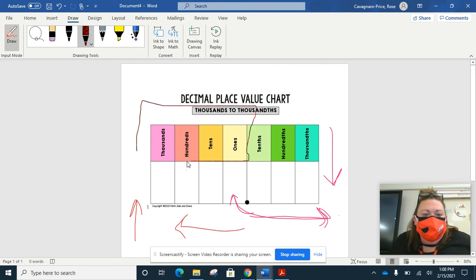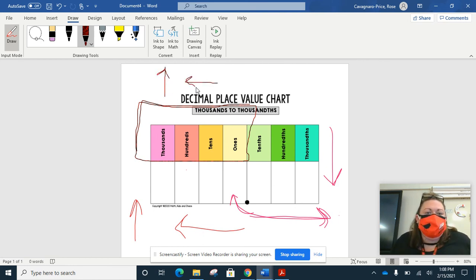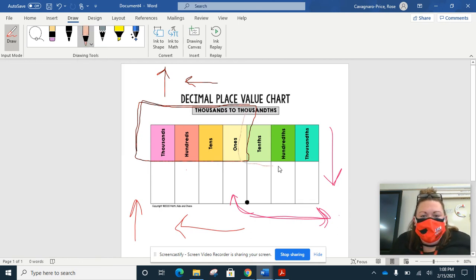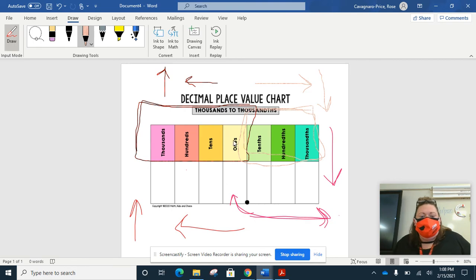These are our whole numbers, okay? These are our whole numbers, right? And they get greater as we move to the left. But if I start thinking this way, right here, these are our numbers that are less than one. They are less than one. So when I move this way, I am actually decreasing in value. I am getting further away from my whole number.